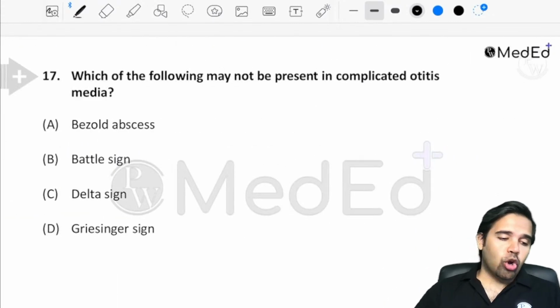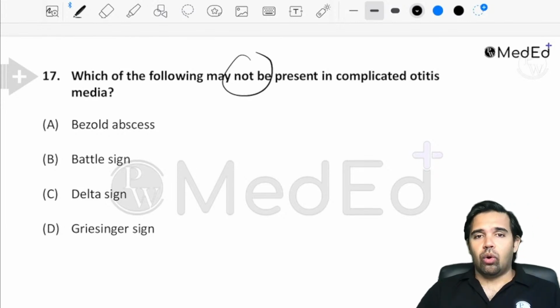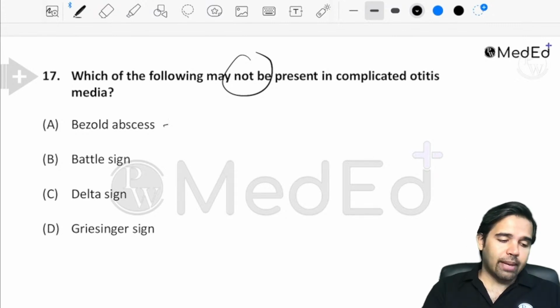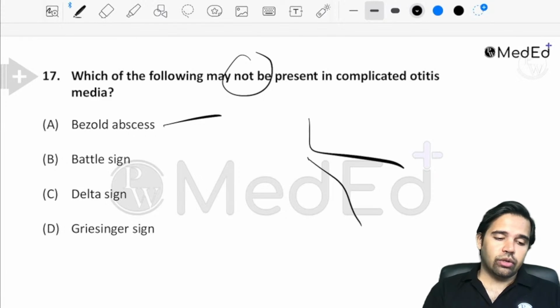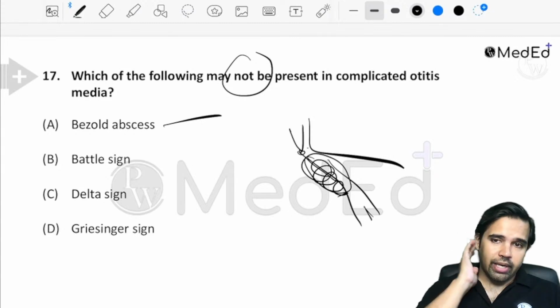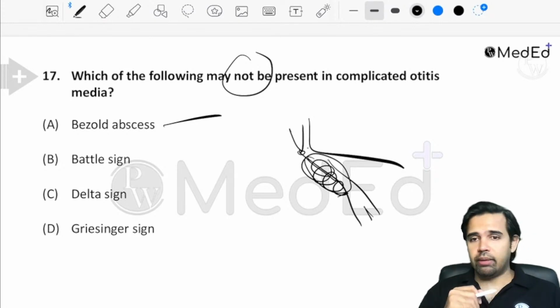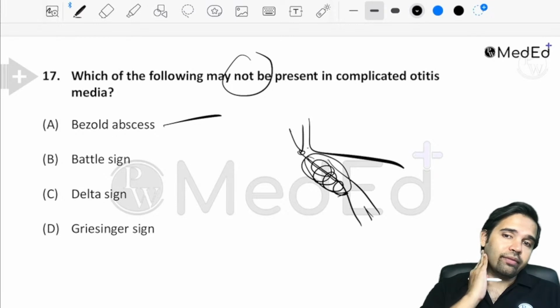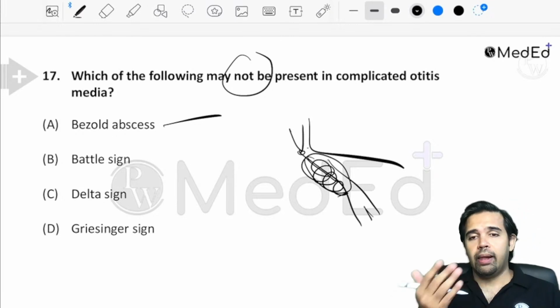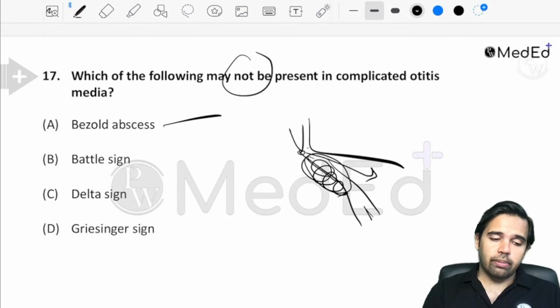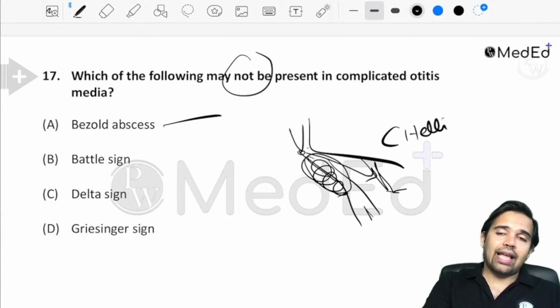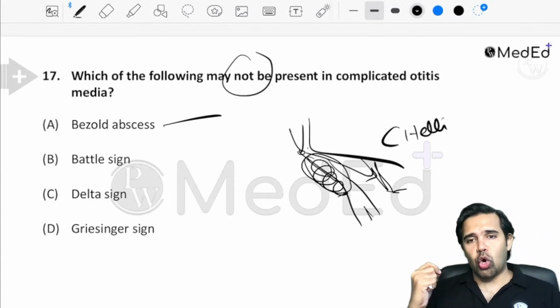Now, which of the following may not be present in complicated mastoiditis? So there is a middle ear infection. You can have Bezold's abscess. Bezold's abscess is basically around your sternocleidomastoid muscle. If there is an abscess from the mastoid bone, middle ear infection, at the anterior border of the sternocleidomastoid, you have this tender swelling along with pus. That is Bezold's abscess. If the same thing goes towards the posterior belly of digastric muscle, then that is called Citelli's abscess.